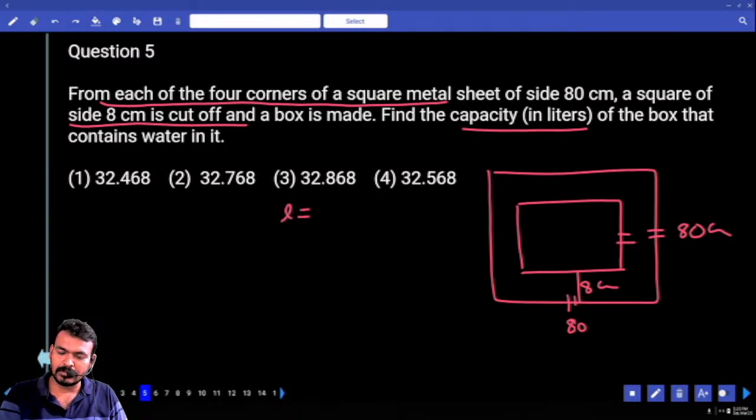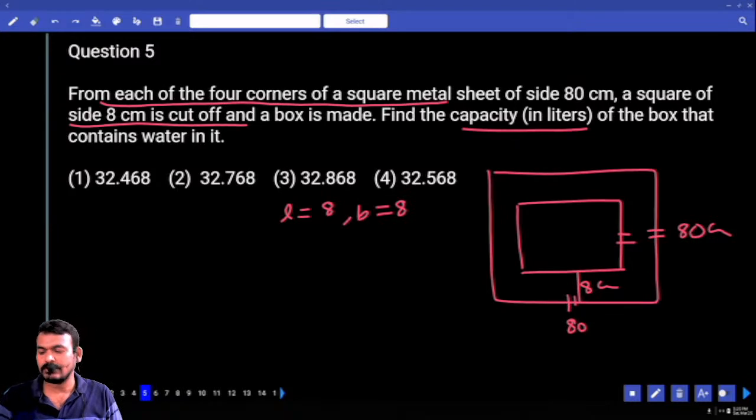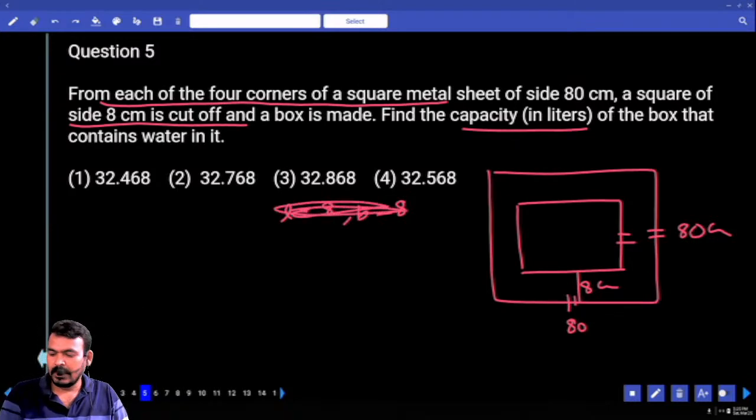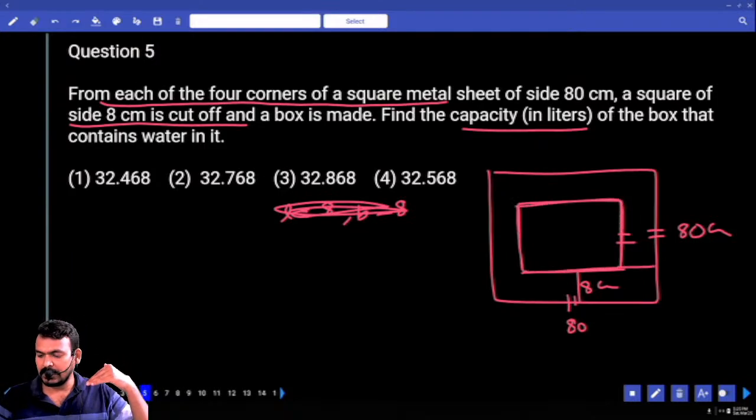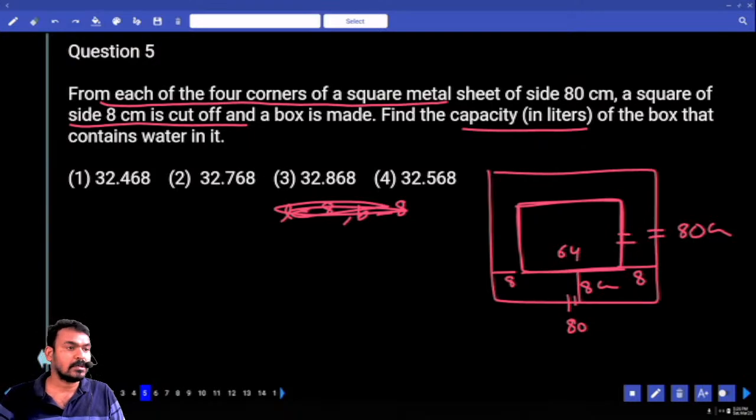Now the length of the box. This is 8 and this is also 8. 80 minus 16, what is the length of the box? 64. What is the breadth of the box? Bottom is 8, top also 8, so breadth is also 64.